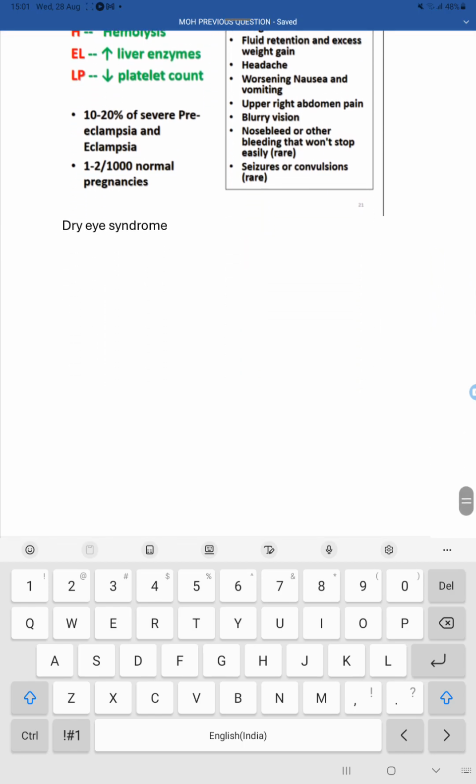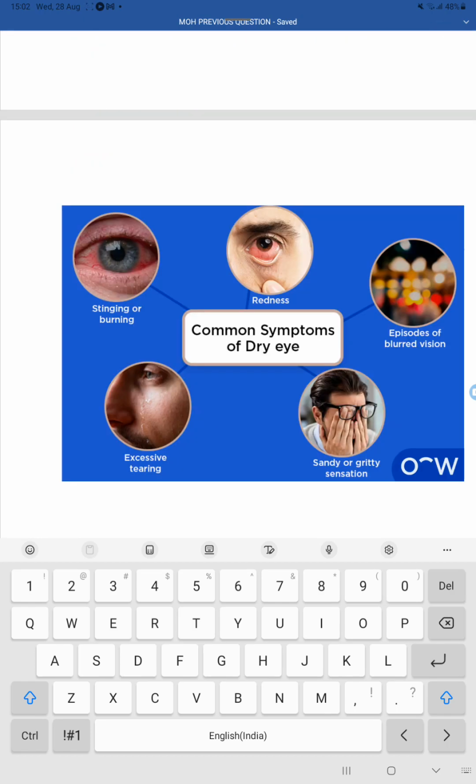Next one, dry eye syndrome. Dry eye syndrome means the tear is not being produced properly, or adequate moisture of the eye is not maintained. That is called dry eyes, otherwise known as keratoconjunctivitis sicca. The tear film is not produced properly, so moisture content is not there in the eye. What symptoms will you get? A stinging or burning sensation, redness of the eye, episodes of blurred vision, a gritty sensation in the eye, excessive tearing. These are the symptoms of dry eye.